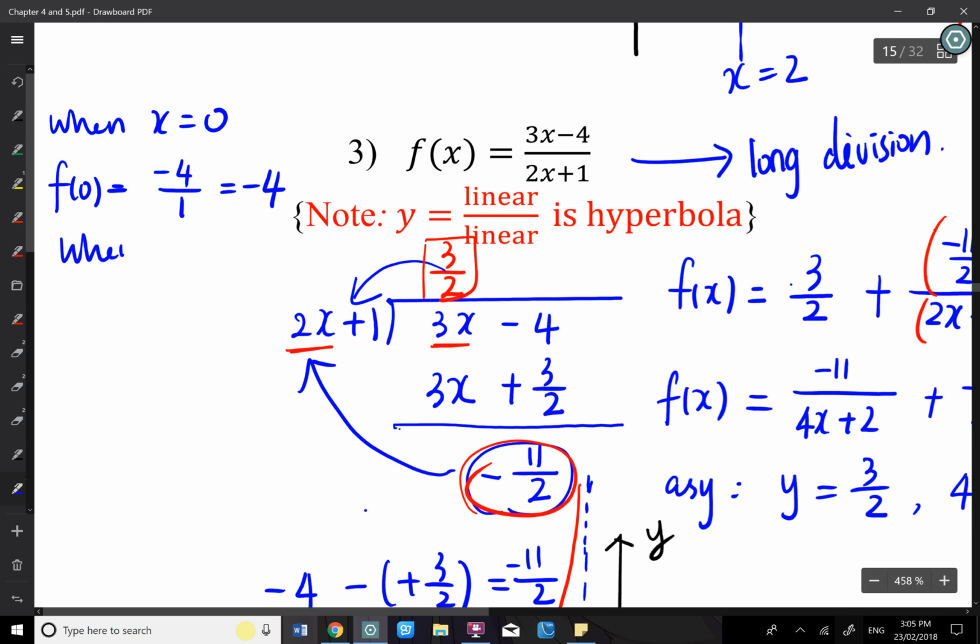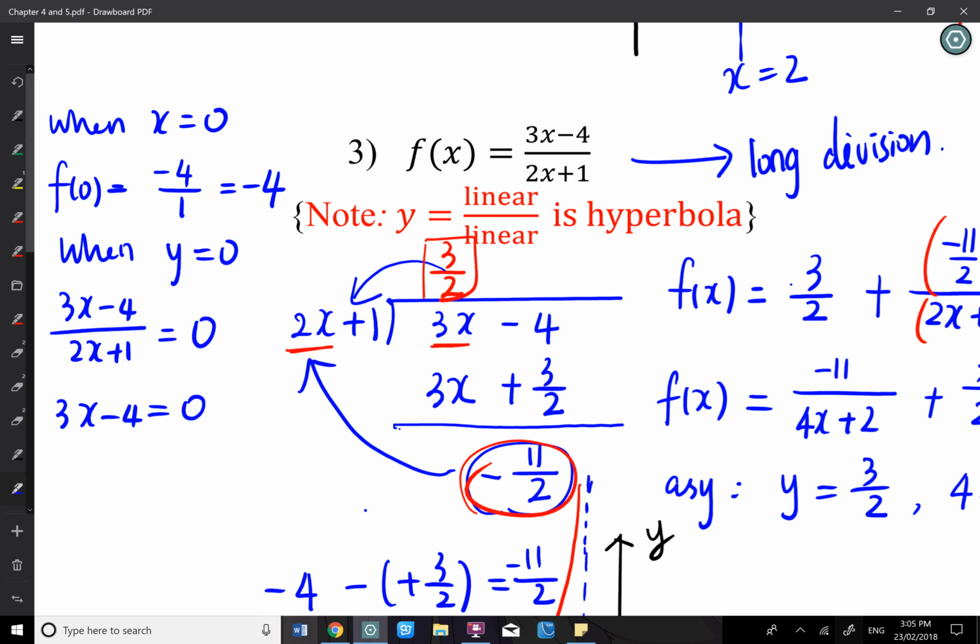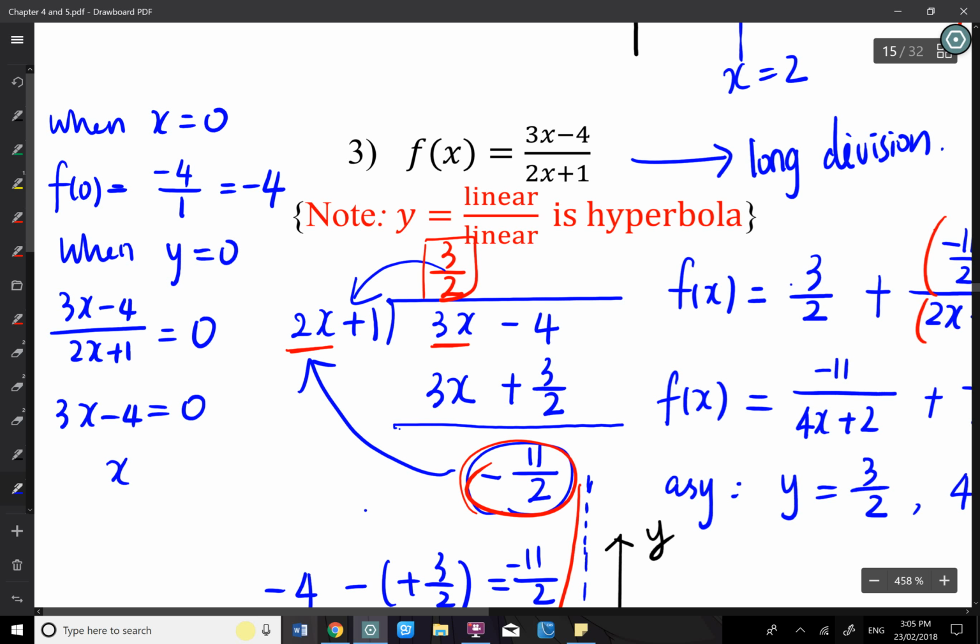When y equals 0, what you have is (3x minus 4) over (2x plus 1) equals 0. And you only need to solve the numerator equals 0. Right? You times the denominator to the other side, and 0 times anything is still 0. So x equals 4 over 3. x equals 4 over 3.